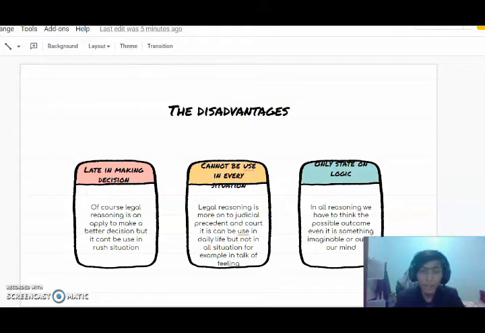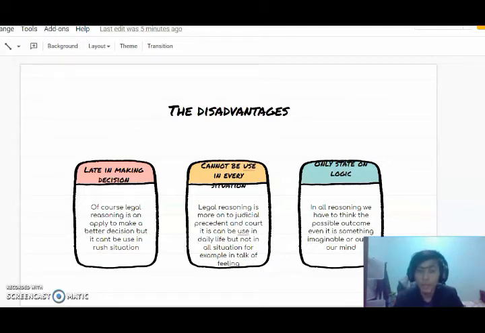And the second one is that it cannot be used in every situation. As I said, it cannot be done in a rush situation. Legal reasoning is more about judicial matters, precedent and court. It can be used in daily life, but not in all situations. For example, when talking about feelings, we cannot judge someone's feelings with logical things. We have to think outside of it. So we can say that not every situation can use it.